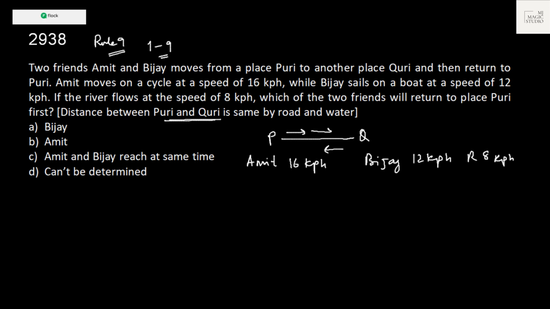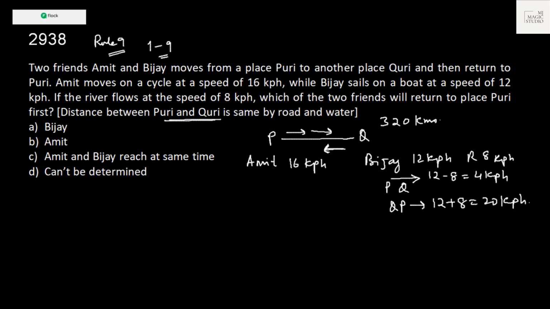Suppose this is upstream and this is downstream. So for Vijay, going from P to Q, his speed would be 12 minus 8, that is 4 kph. And while moving from Q to P downstream, his speed would be 12 plus 8, that is 20 kph. Let us take an arbitrary distance, 320 kilometers, between P and Q. Then time taken by Amit is 320 by 16 plus 320 by 16, that is 40 hours. So Amit would be back to point P in 40 hours.